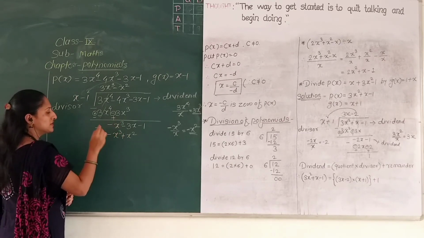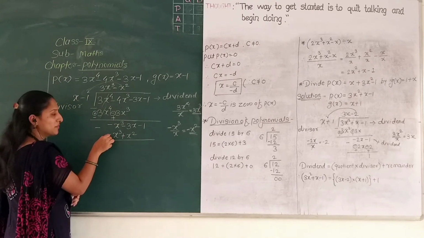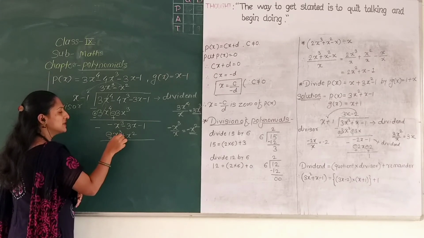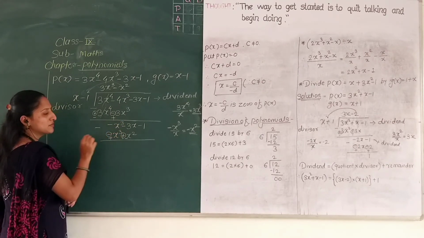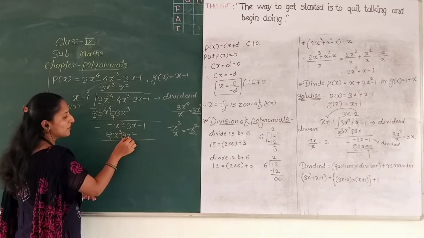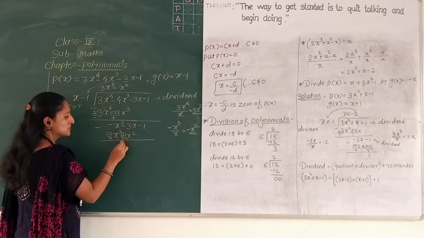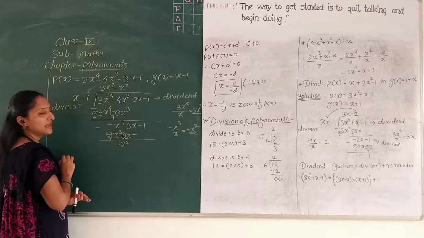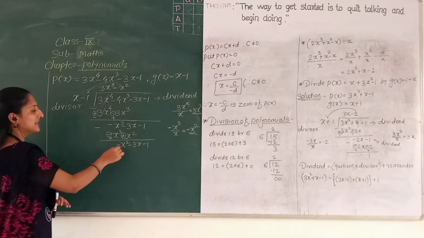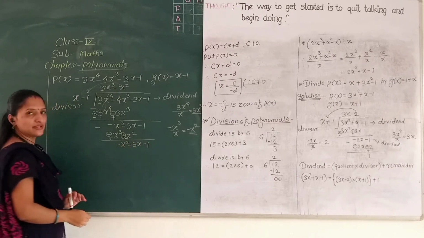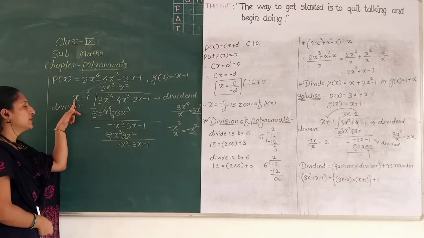Now take the subtraction. Again the same process. Here there is a subtraction, so the sign of this polynomial changes. This negative becomes positive and this positive becomes negative. So now negative x cube and positive x cube will cancel. Here there is no term of x square. Here is negative 3x, so this term will remain the same. Negative x square minus 3x minus 1. Again check: the degree of the new dividend is 2 and the degree of the divisor is 1.